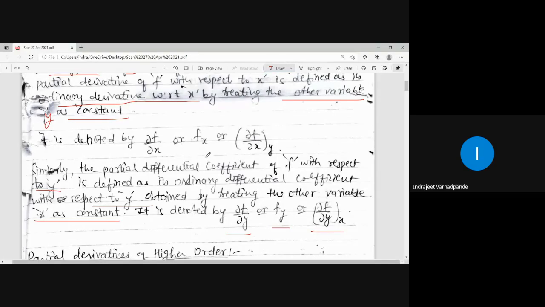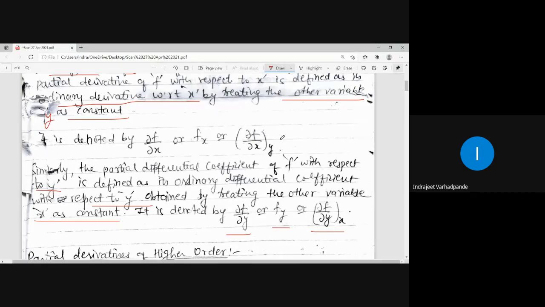Now these are all first order derivatives. Del f by del y, del f by del x, they contain all the partial derivative operators in the first order. Similarly, as in ordinary derivatives, we can have the higher order differential coefficient. So here also there is a provision for finding out the higher order partial derivatives.